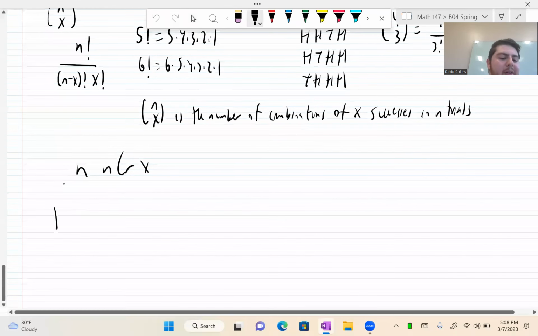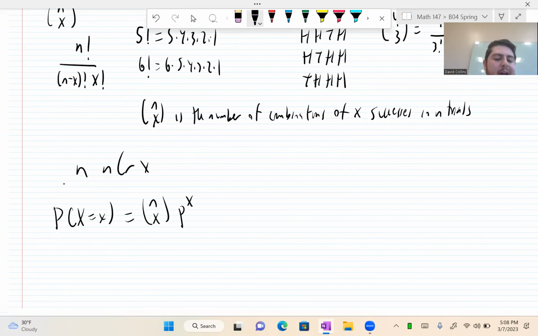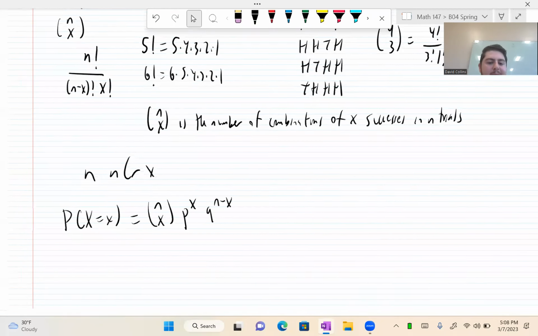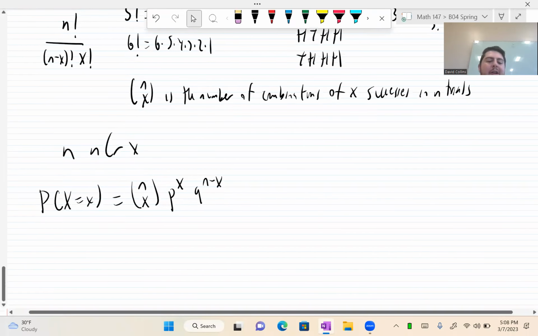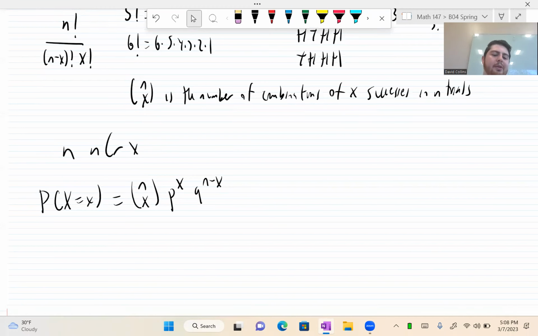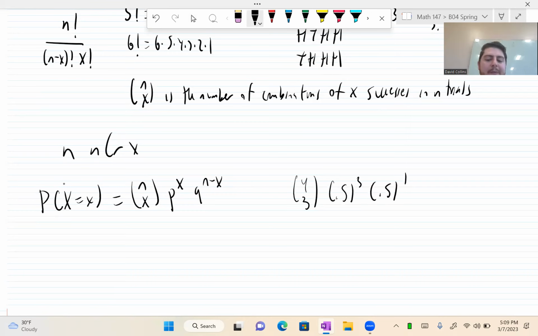So now let me tell you what the actual equation is. It is N choose X, P to the X, Q to the N minus X. So it's the number of possible combinations of X successes in N trials times the probability of success to the number of successes times the probability of failure to the number of failures. In the above example, it'd be 4 choose 3, 0.5 to the 3, 0.5 to the 1, which is 4 times 1 over 16, which is 1/4.